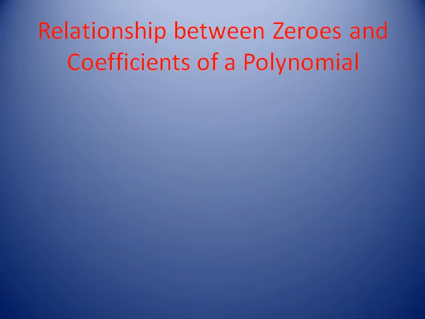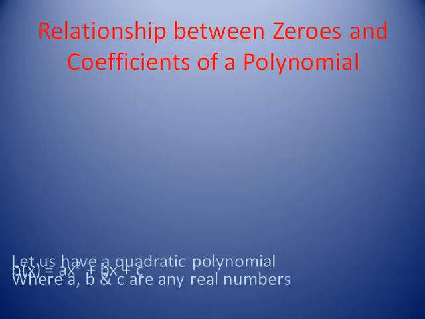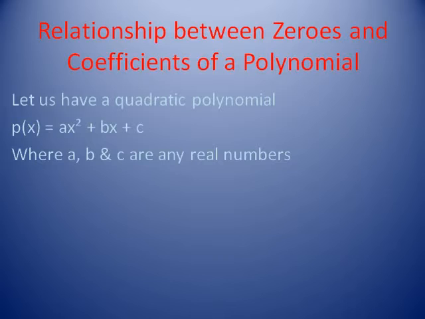Today's topic is the relationship between zeros and coefficients of a polynomial. For the discussion over the topic, let us take a quadratic polynomial, that is p(x) equals ax square plus bx plus c, where a, b and c are any real numbers. I hope you all know about the quadratic polynomial. Also, we have discussed it in the previous video, so you can go and check it there.